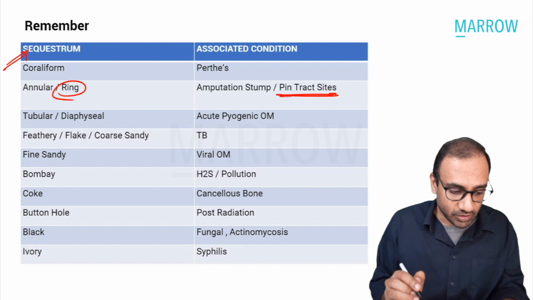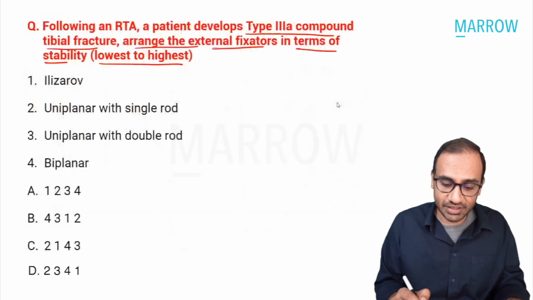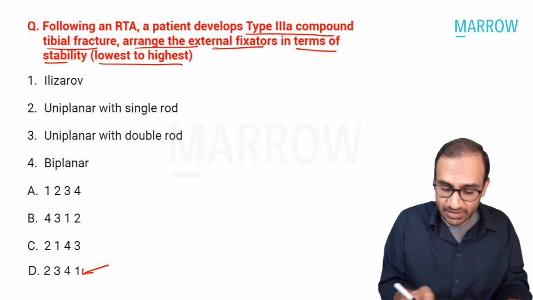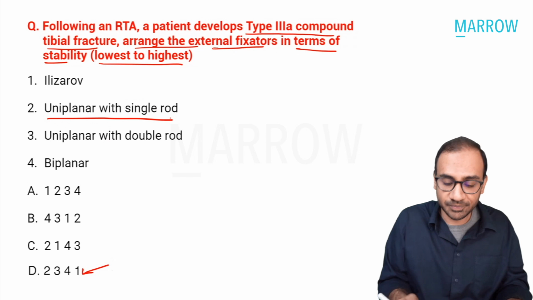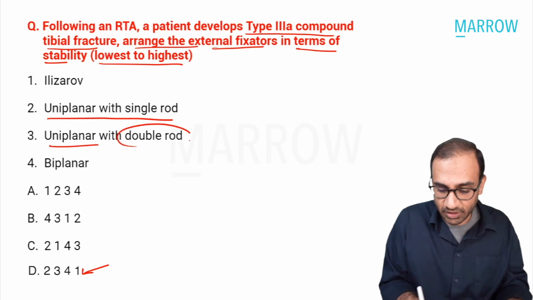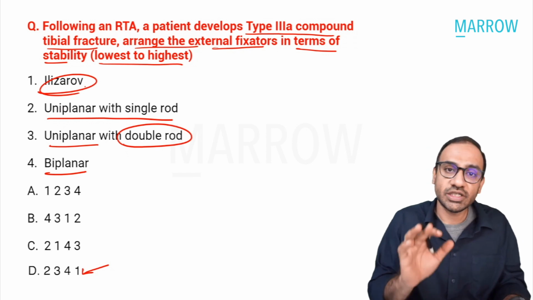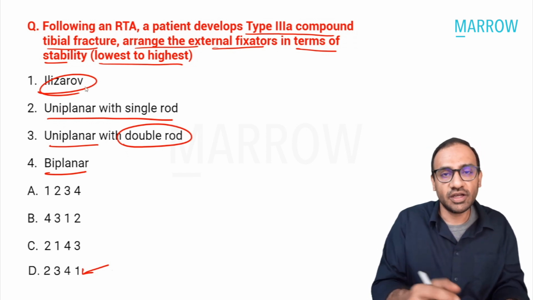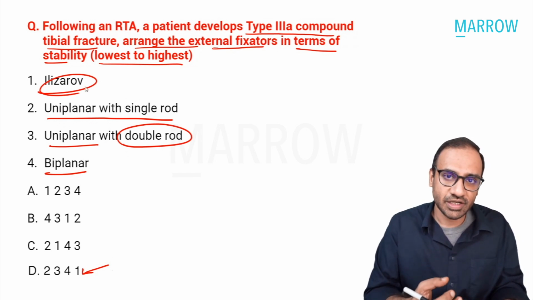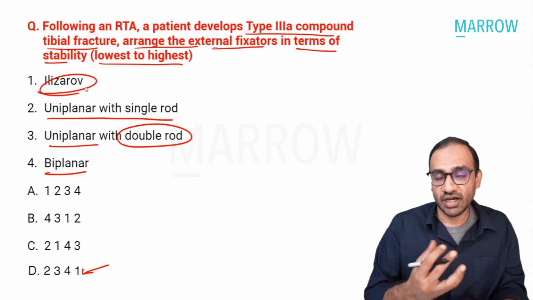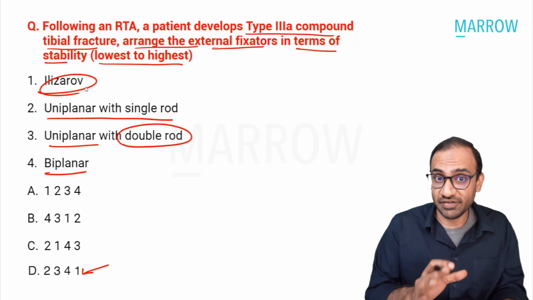So let me go back to the question here. If you have to arrange it in terms of stability, this would be the answer. The least stable would be uniplanar with single rod. More stable would be uniplanar with double rod, then biplanar, and finally Ilizarov would be the most stable external fixator. Because if you recall, once the Ilizarov fixator is applied, the patient can actually walk on the limb because it's very, very stable.